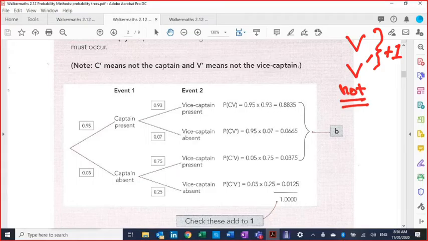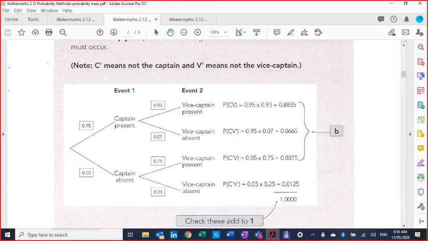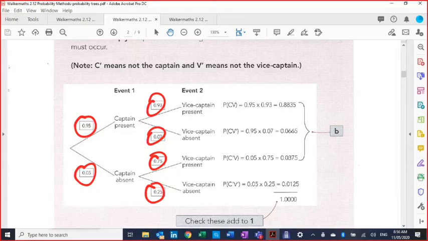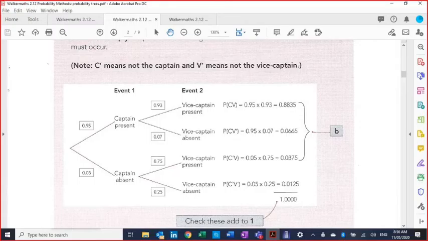All right? Now, let's look at this one, because this one is completely filled out for you. So they have the probabilities for each branch, right? And what they've done is they've followed each branch and first written the probability statement. This one is the first branch. If you follow here and here, the captain was present and the vice captain was present. So that's the probability CV. And you can abbreviate any way you want to.